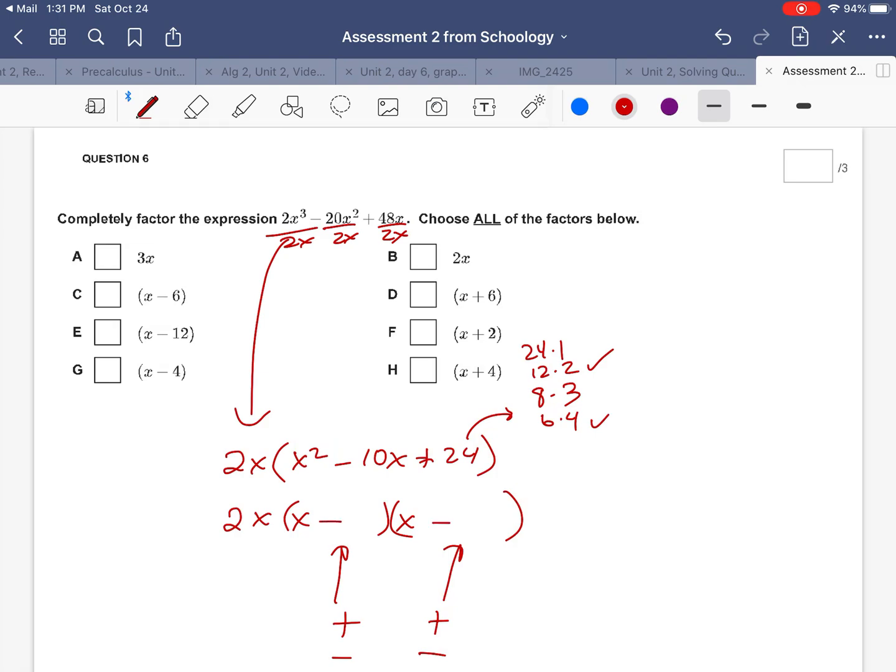So that means I'm going to have 2 negative numbers summing up to negative 10. So that would make my choice 6 and 4, because with 12 and 2, I need opposite signs. So 6 and 4. And so there's all your factors, so you would choose accordingly.